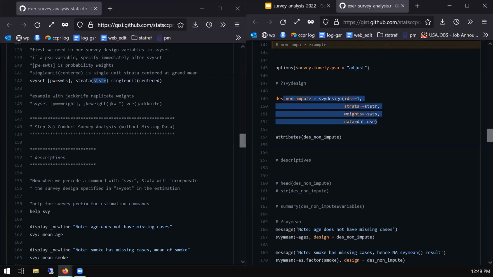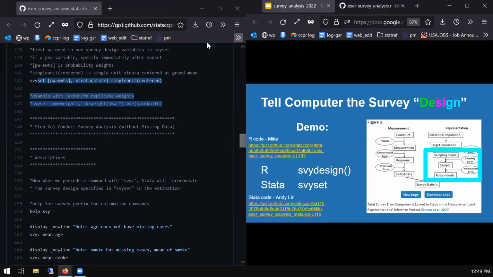Equivalently in R, it's this. It's what we saw on the slide, right? The same variables used for the strata ID. You tell R what the sampling weights are. This is the quick part. Are there any questions about these two lines? This is step 0 when you're doing a survey analysis. The more interesting parts come next. So let's go to that.